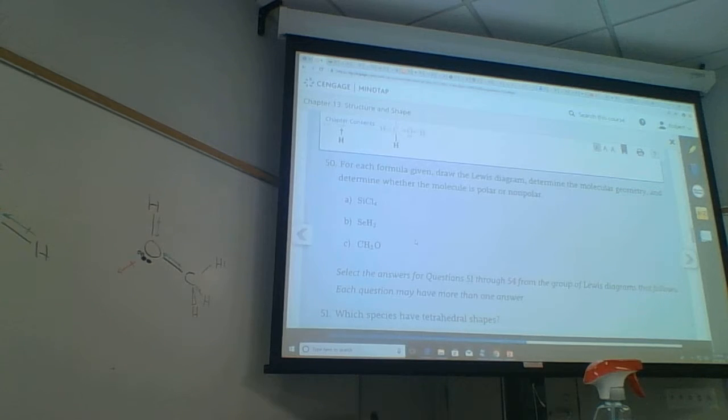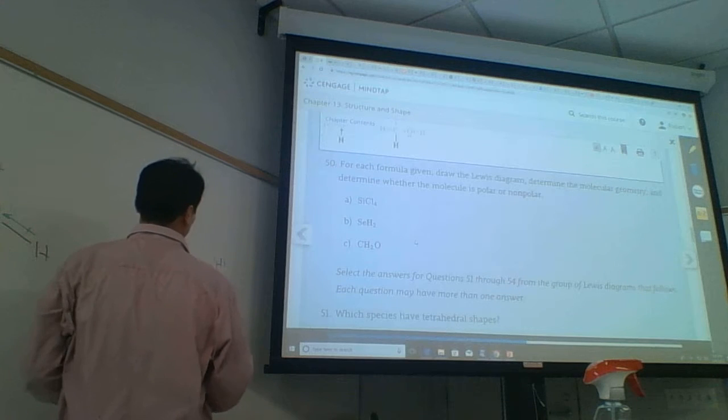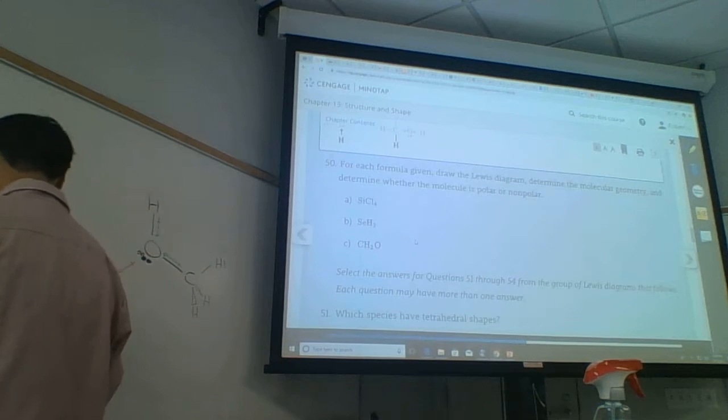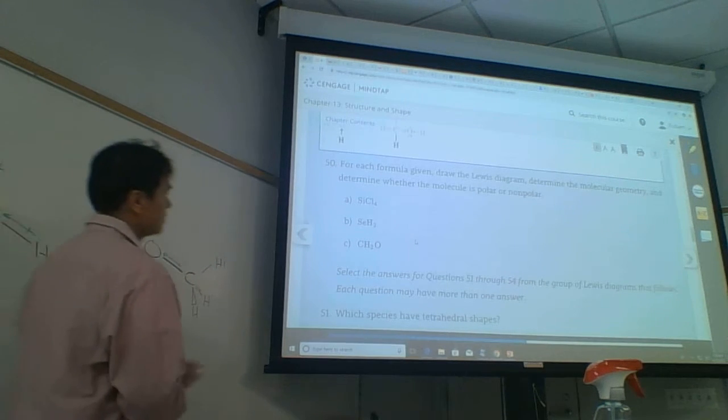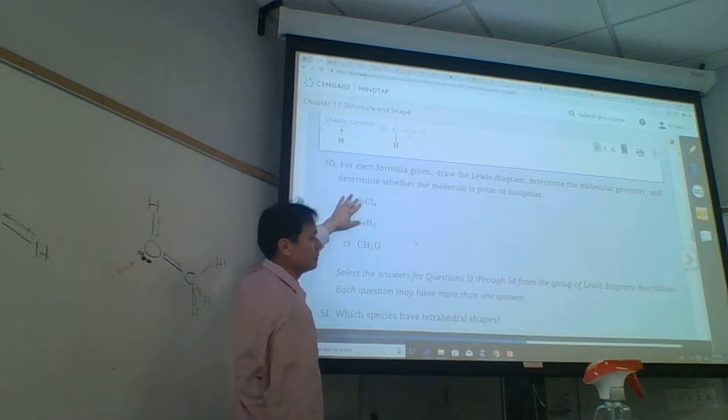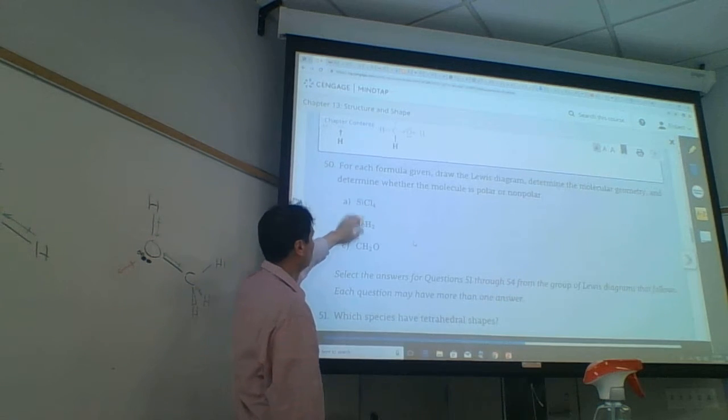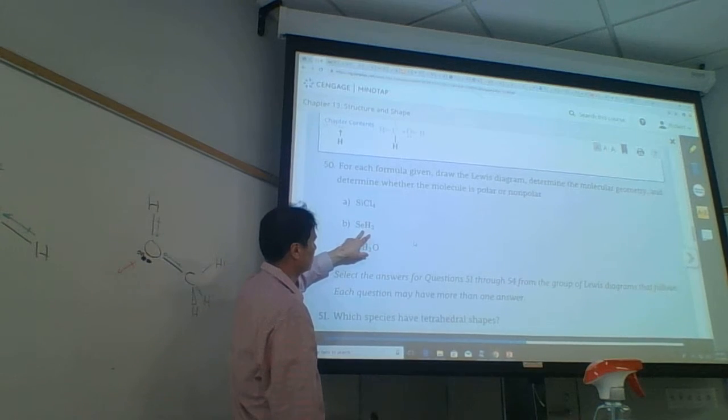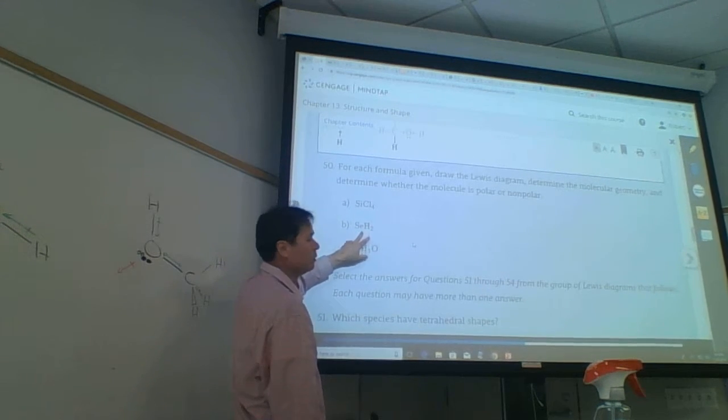So these you'd actually have to draw. Like SiCl4 is tetrahedral, no lone pairs. If it's tetrahedral, no lone pairs, then is it going to be polar or non-polar? Non-polar. SeH2 has lone pairs and it's bent. Therefore, this should be polar.